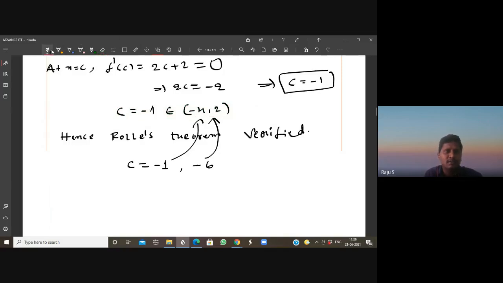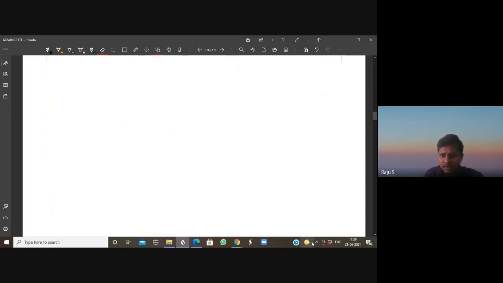So here -1 clearly belongs to the given interval. Hence, Rolle's theorem is verified. That's all. Okay, students, let us go for the next question.